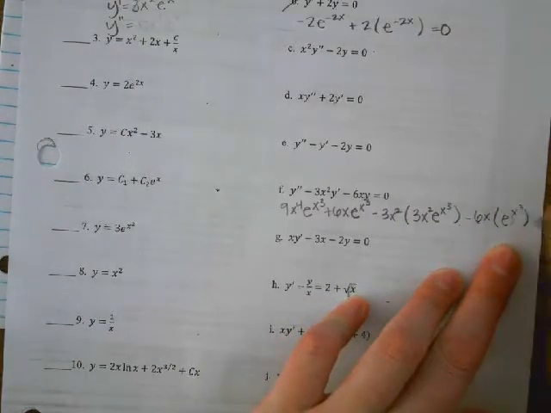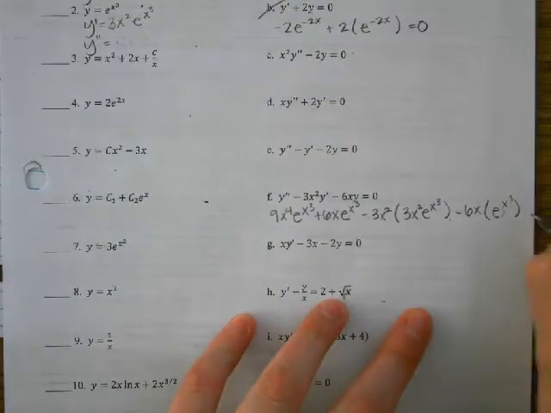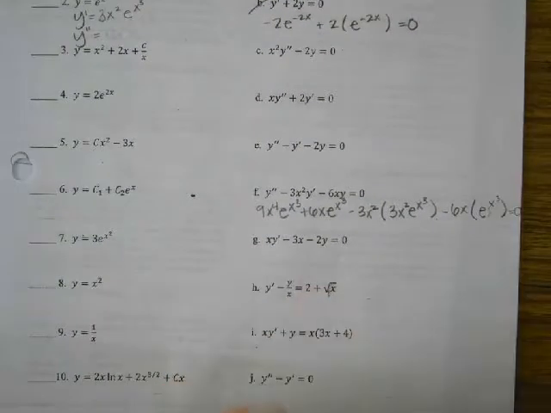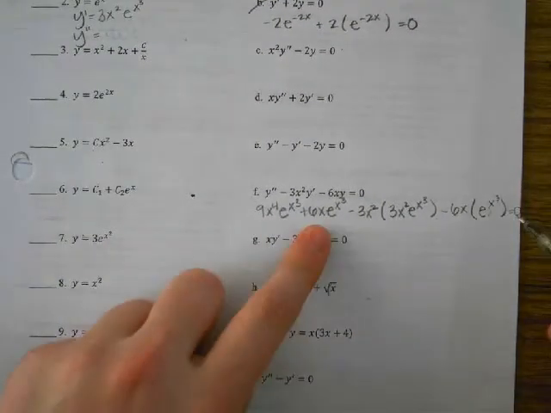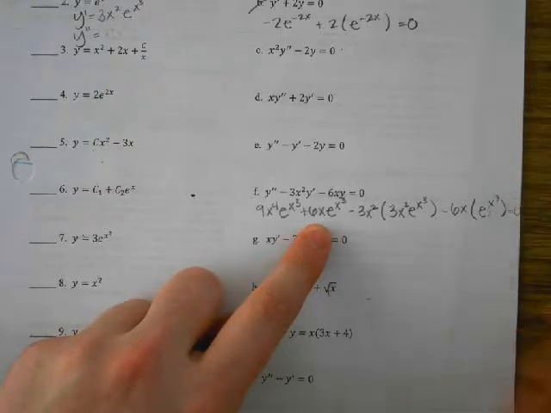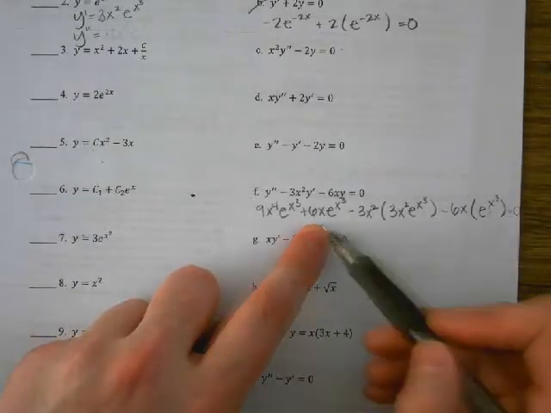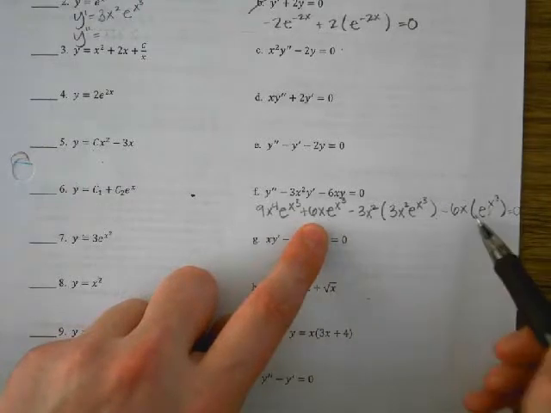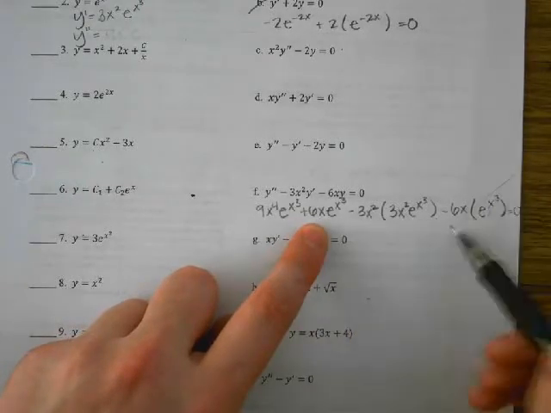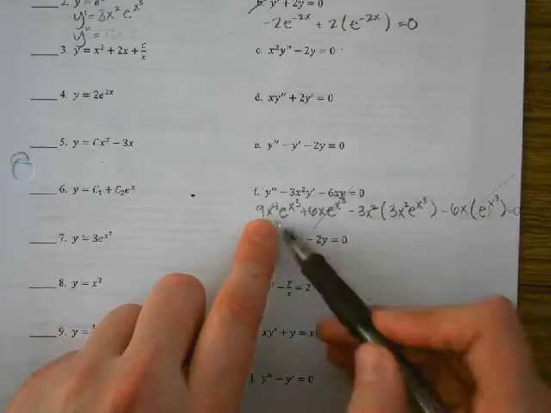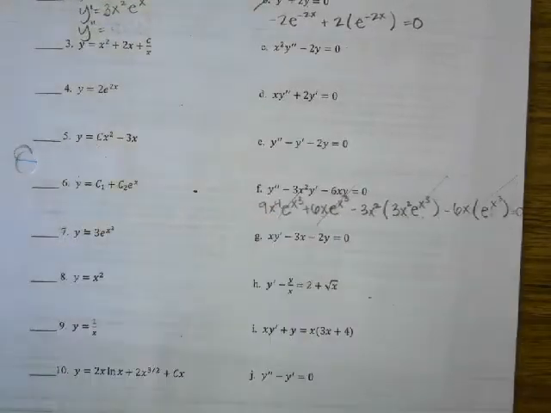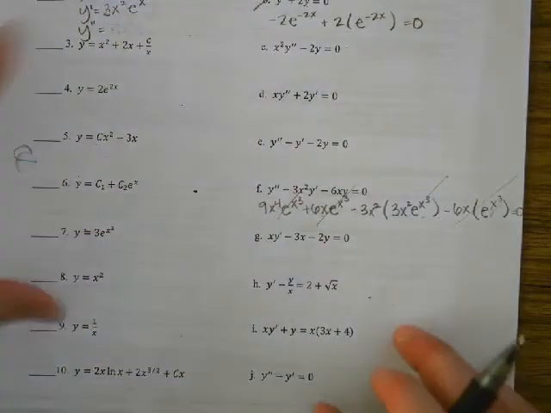Okay, what do we see? You would still have the first two cancel out, but the 6x. Wait, so these cancel out, right? And then these cancel out. So it is true. F is definitely the answer for number 2.